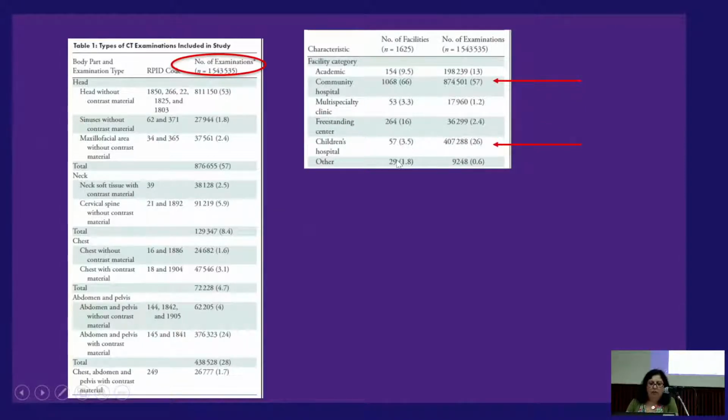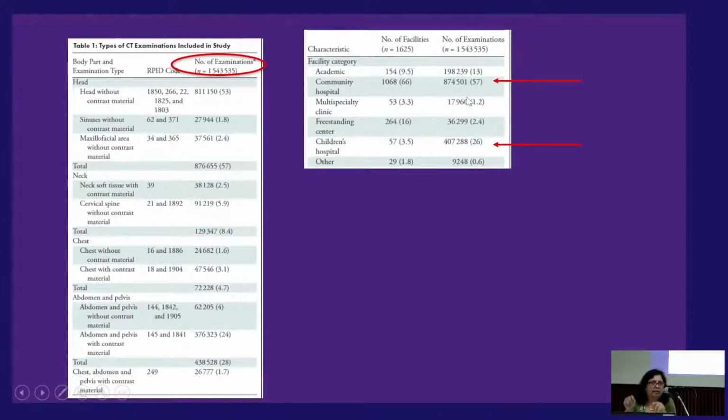And then we also wanted to look at it as a function of different type of facilities. As mentioned before, the DIR has different types of facilities. And what's interesting is most of our children, and I'm sure that's the case even in Thailand, are being scanned at community hospitals, not so much at academic hospitals, and at children's hospitals, right? Because most people will take their kids to children's hospital. It's dedicated. So you can see here 407,000 exams at Children's Hospital, but a lot of the others were at Community Hospital, 874,000. And you can see academic, other multidisciplinary clinics, freestanding, not that much.